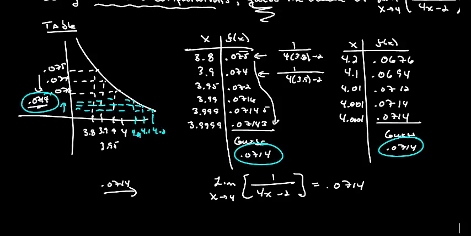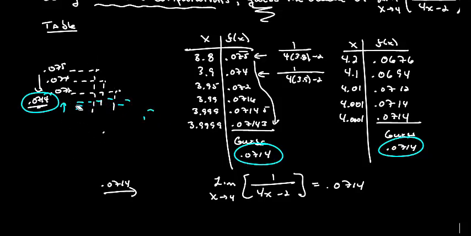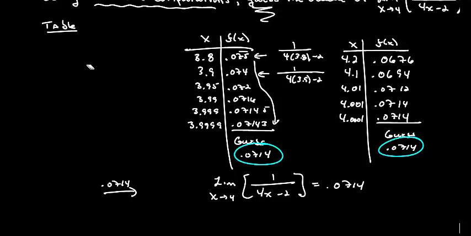So for example, if I was doing the table of values and this side came out to be 0.0714 and this side came out to be 2.36, then if these guys don't agree, there is no limit. Instead of writing this down, we would say that the limit does not exist.